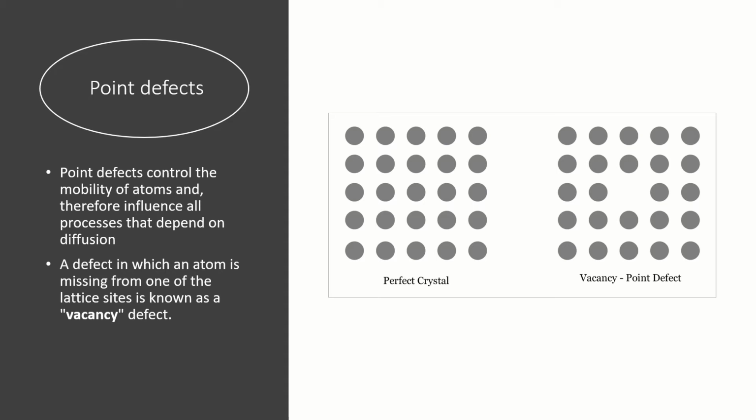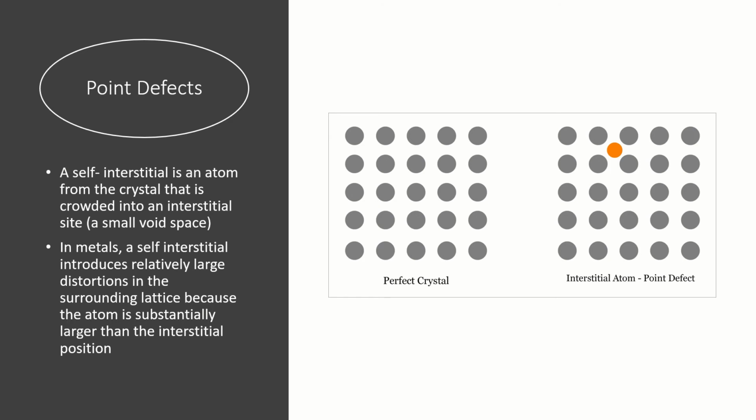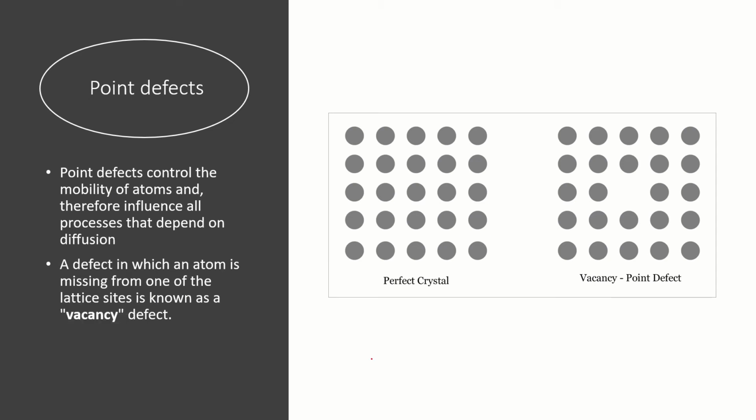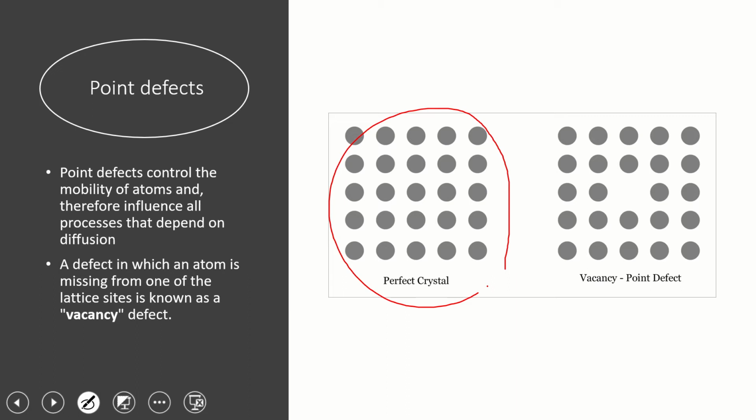The first type of point defect that we're going to discuss is the vacancy defect. It is a defect in which an atom is missing from one of the lattice sites. As we can see here on the diagram, on the left we have a representation of a perfect crystal, but on the right we have a representation of a vacancy point defect where one atom is missing.